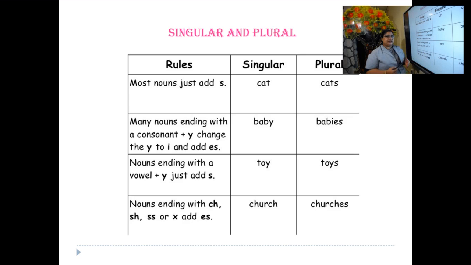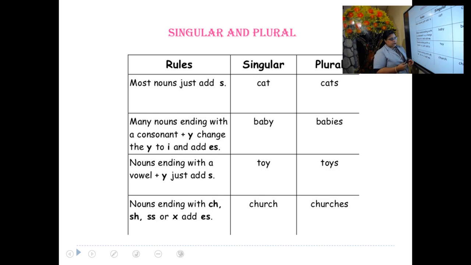And the next rule is the same with a y. If a word ends with y and before y a vowel comes, then what do you have to do? You just add s to the word. Then what do you have to do? You have to add s. So you just add s to that word, right?